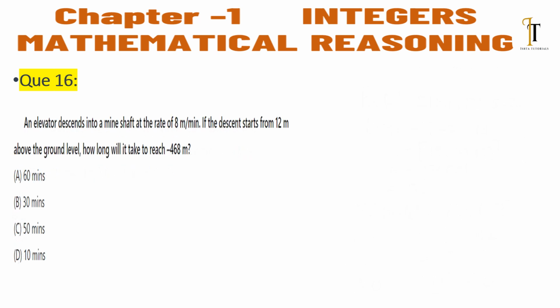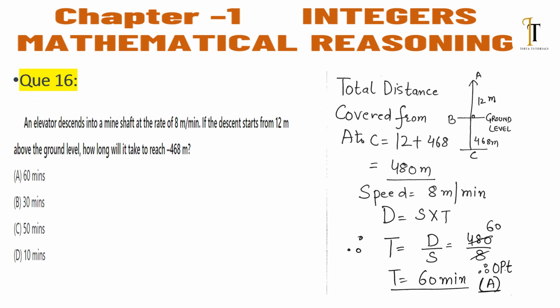Question number 16. An elevator descends into a mine shaft at the rate of 8 meters per minute. If the descent starts from 12 meters above the ground level, how long will it take to reach minus 468 meters? Students, here we can see that we have speed and distance. We need to find time. Applying the formula distance is equal to speed into time, we can find the time, that is 60 minutes. Option A.